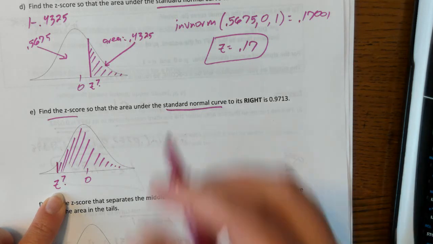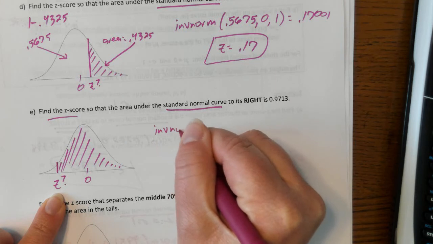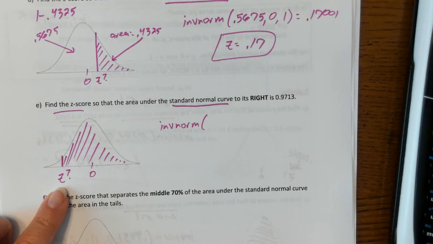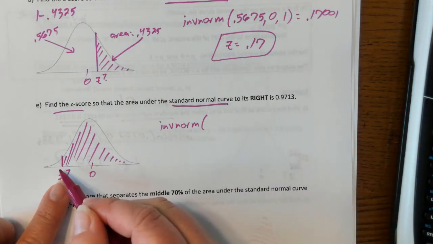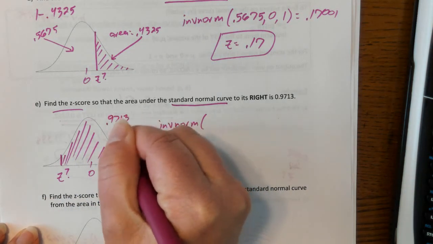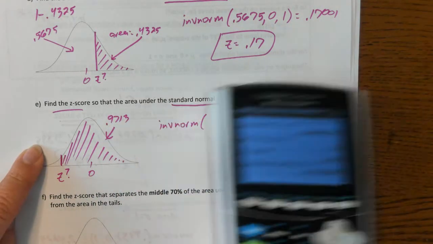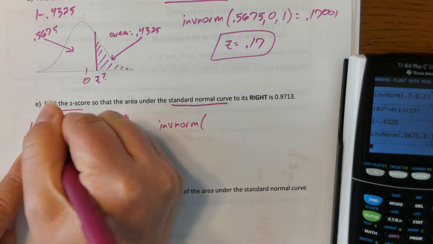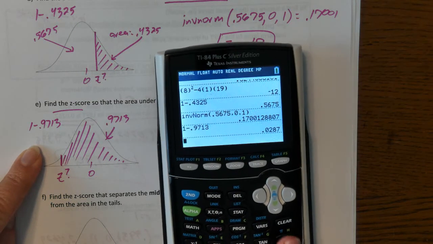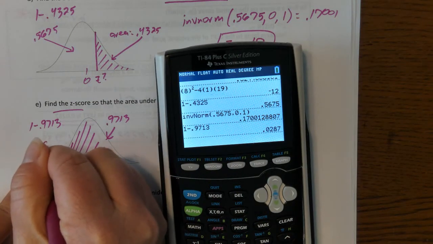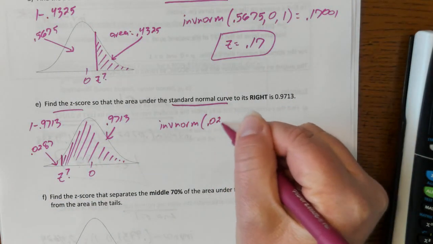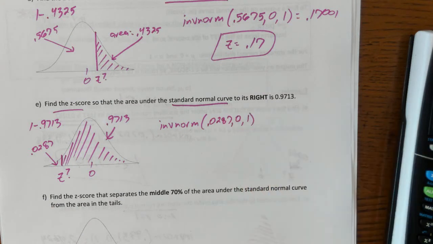Okay, I'm going to inverse norm it in my calculator because I know the area and I'm looking for the z-score. So that's inverse norm. Inverse norm expects me to give you the area on the left. They told me 0.9713 is the area on the right. I need to get the area on the left. So 1 minus 0.9713 is 0.0287. So I'm going to inverse norm 0.0287, mean of 0, standard deviation of 1.